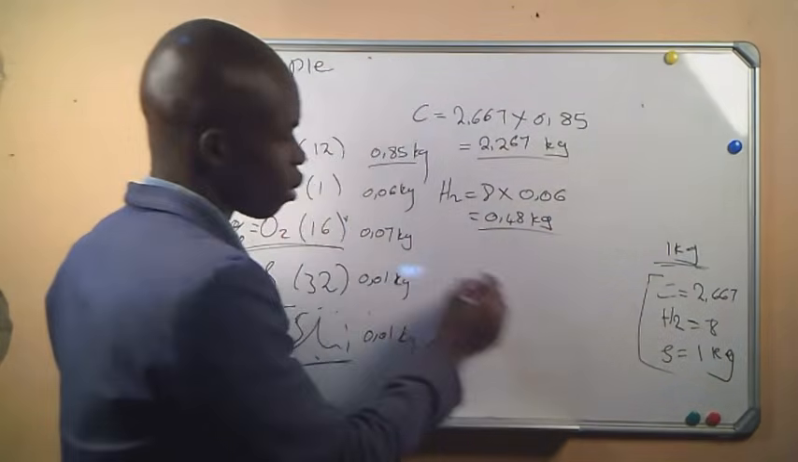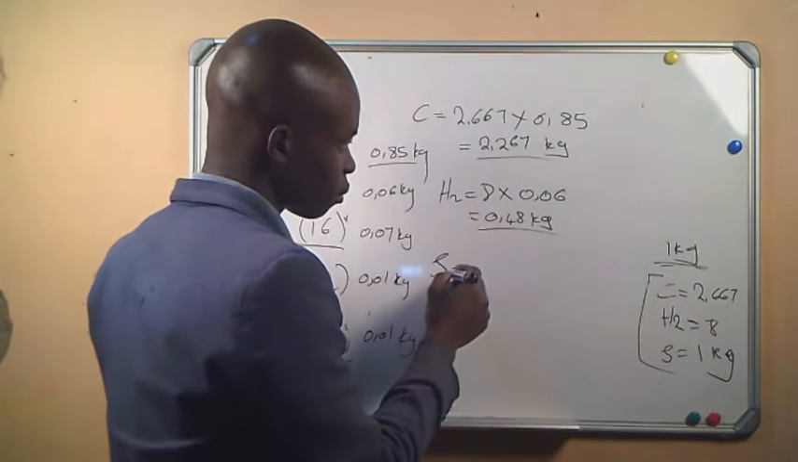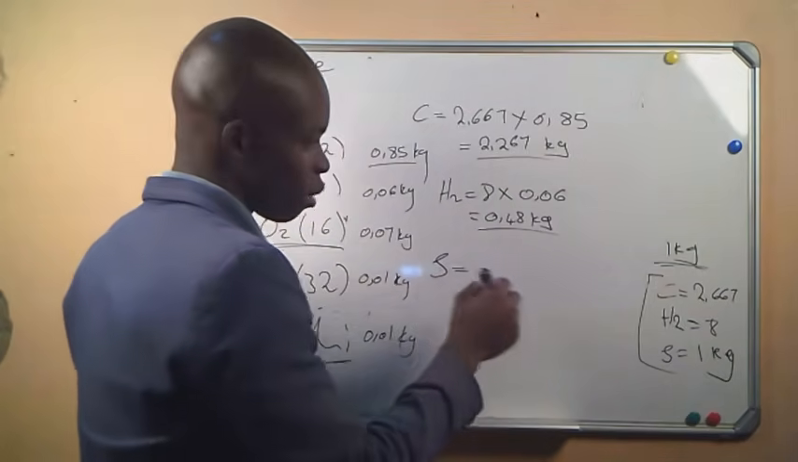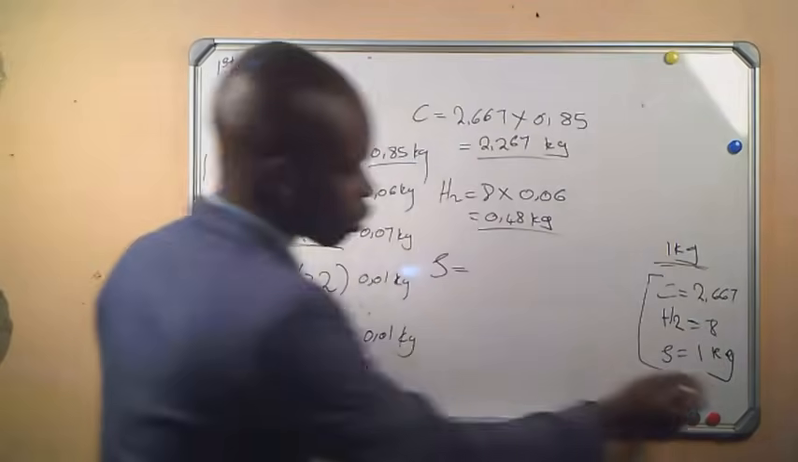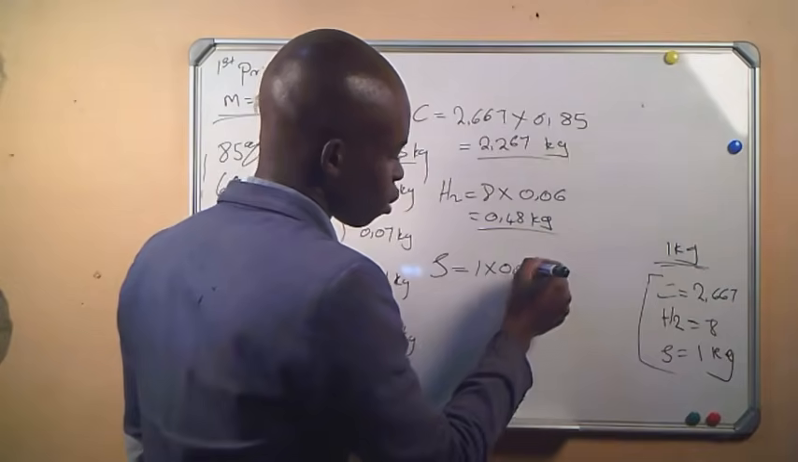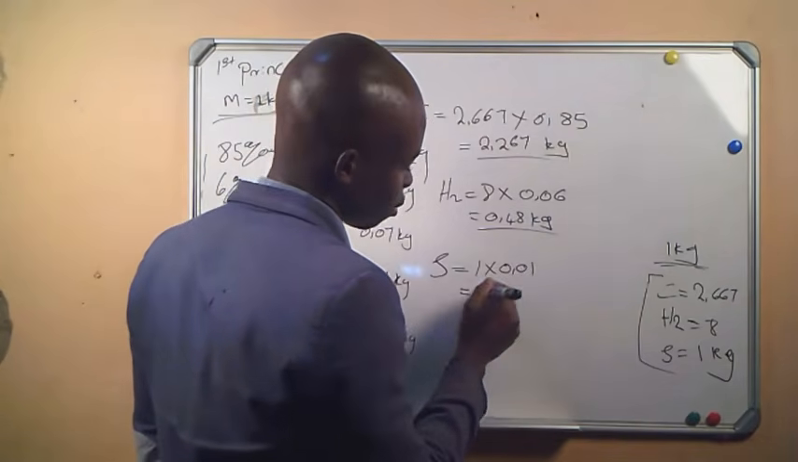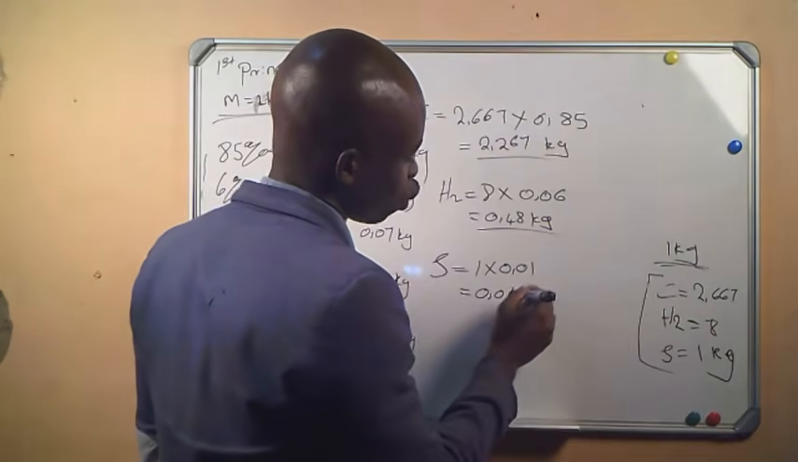And then we come for sulfur again. For sulfur, we know that it's 1 kg, but now we're dealing with 0.01, and then I got my answer as 0.01 kg.